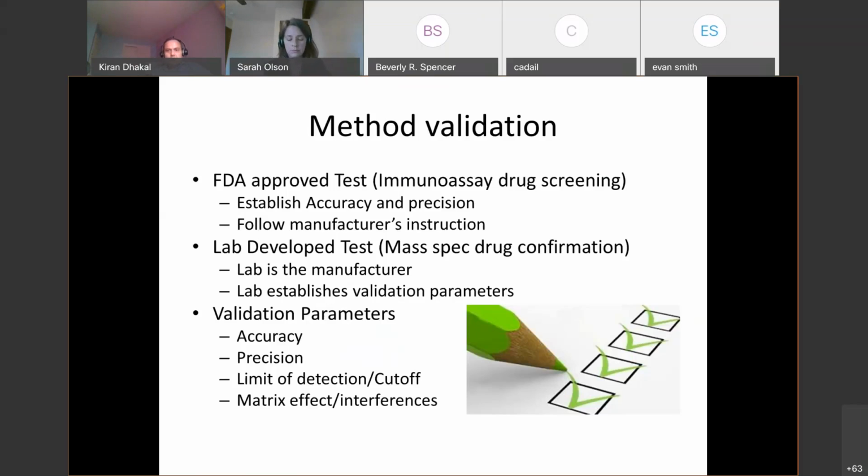For mass spectrometry drug confirmation, this is not an FDA approved test. This is a lab developed test. And the lab scientist has to validate all the parameters and characterize the assay. When we validate the assay, we look at accuracy, precision, limit of detection, what the cutoff will be, what the upper limit of detection will be, and what chemicals or other drugs can interfere with this assay. All the possible sources of error we characterize during this process.